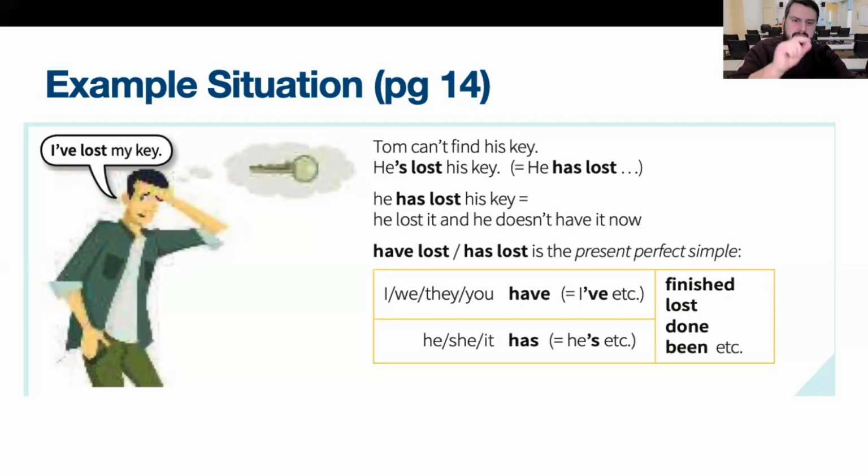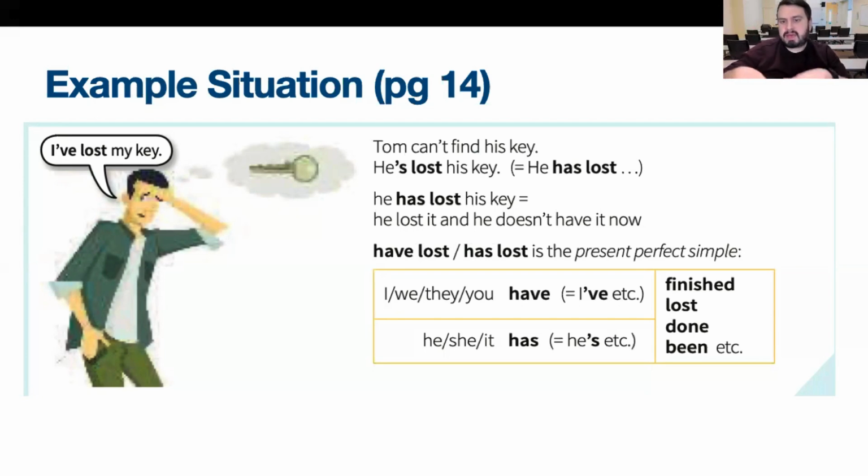One way to notice is if the next word after it is in the past participle form. Of course, that can be easily confused with the passive form. But we don't want to go into too much detail in the video. That's for another class. Anyway, he has lost his key means he lost it before and he doesn't have it now.